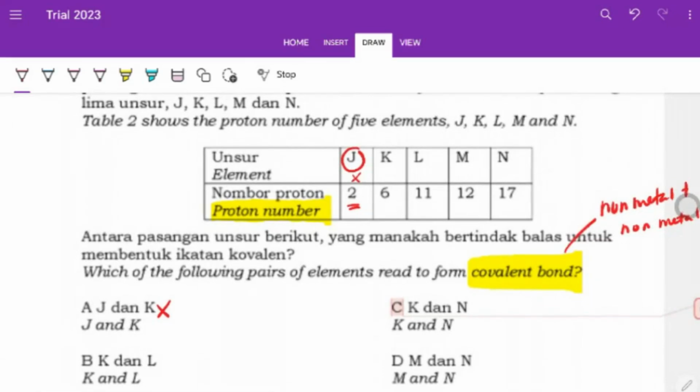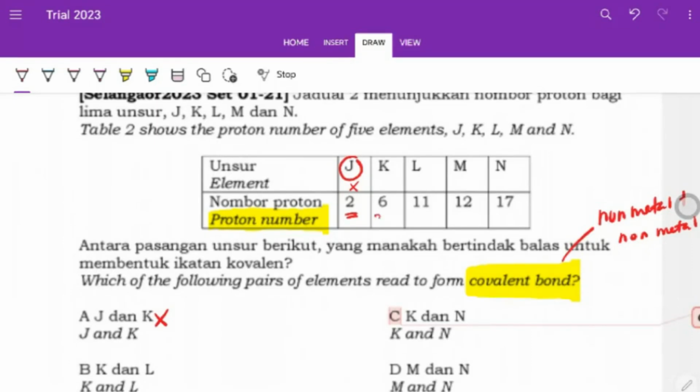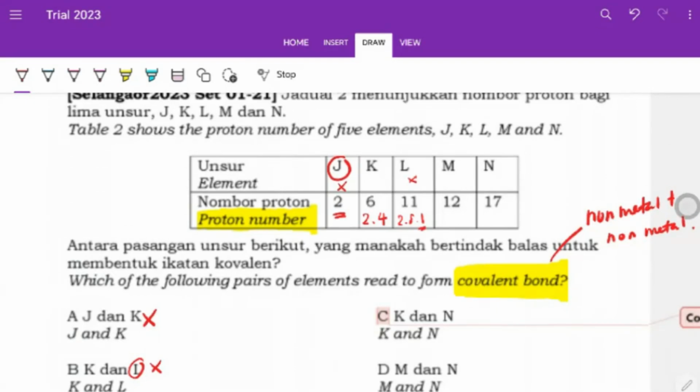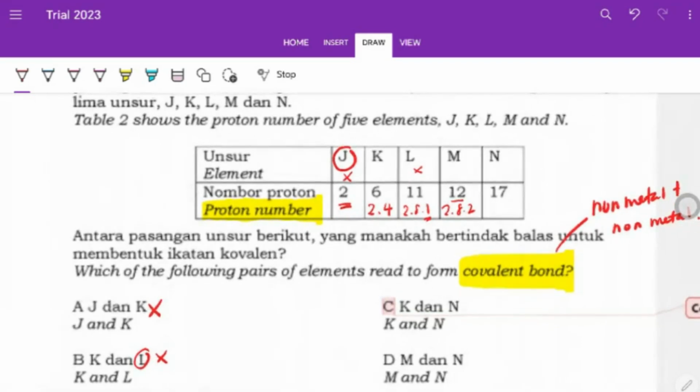So J is out already from the answers. K is 2, 6, so the electron arrangement is 2, 4, possible, group 14. L is 2, 8, 1, so group 1. L is also out because one valence electron is group 1, so it's a metal. Now left C and D. M is 12, so it's 2, 8, 2, group 2, so metal also. So M is not possible.